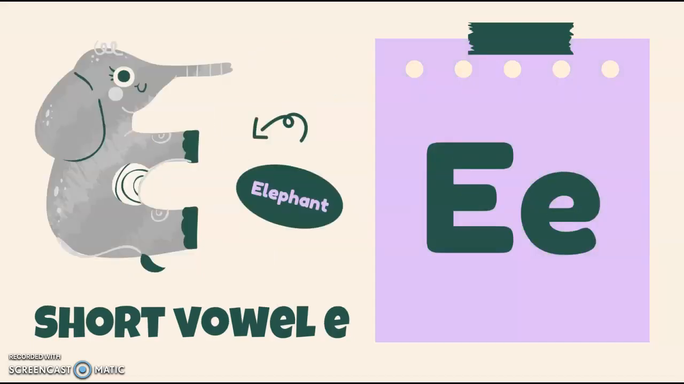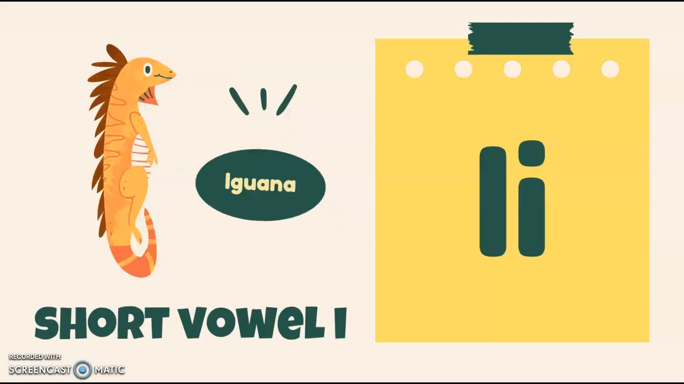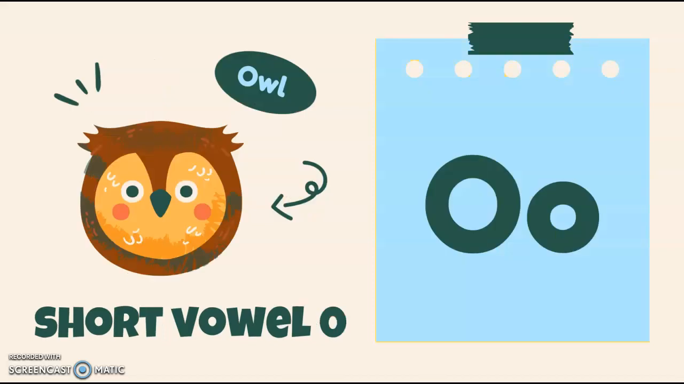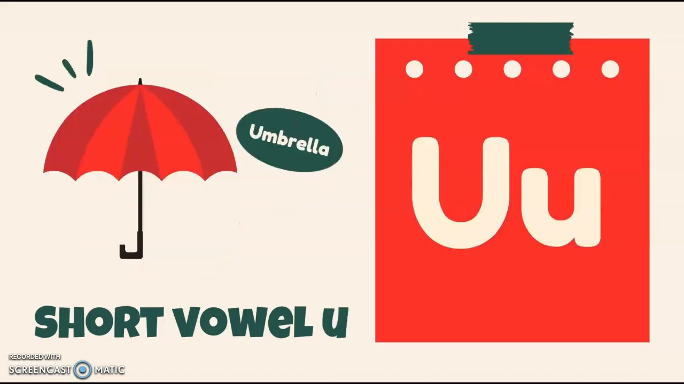The second short vowel is E for elephant. The third short vowel is I for iguana. The fourth short vowel is O for owl. The fifth short vowel is U for umbrella.